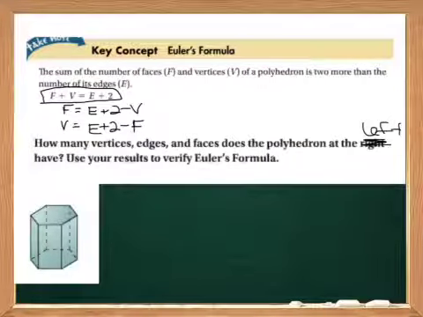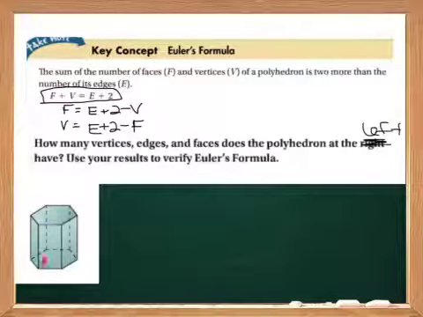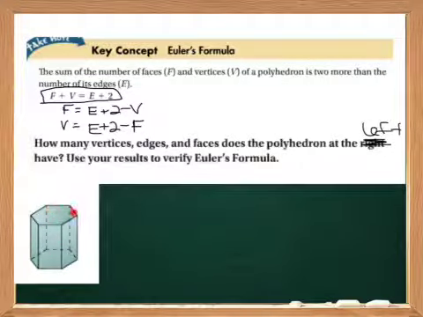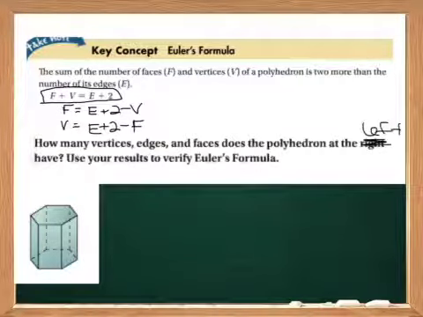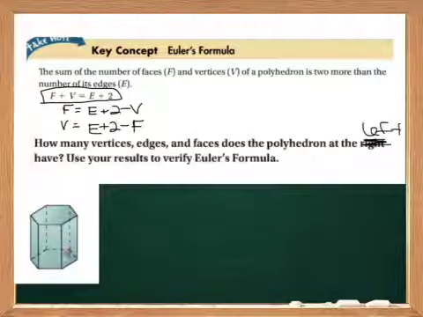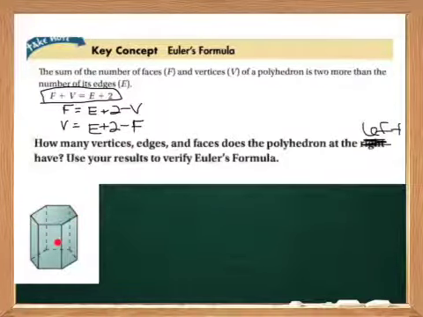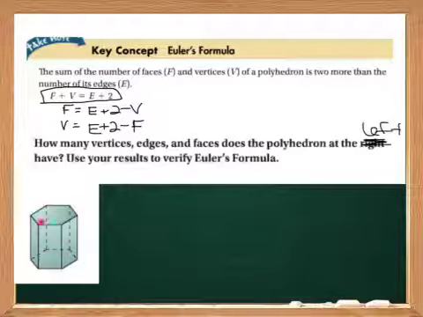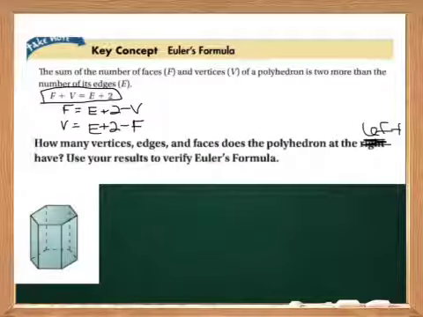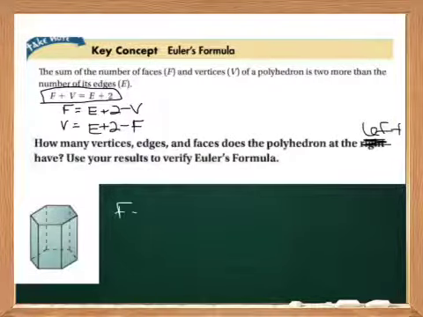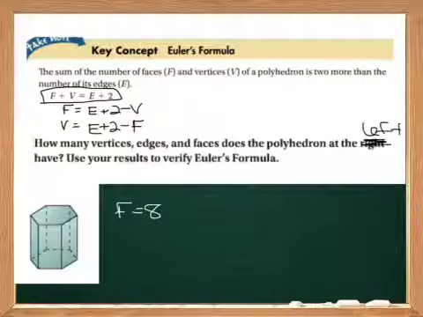So looking at this shape, we can see it has 2 bases. Here we have 1 base, so 2 6-sided polygons, 2 hexagons. And then we have 1, 2, 3, 4, 5, 6 going around, 7, 8 on top. So the number of faces is 8.